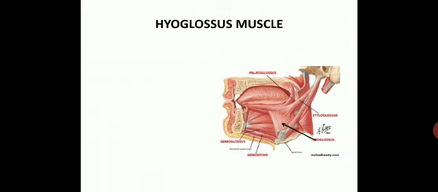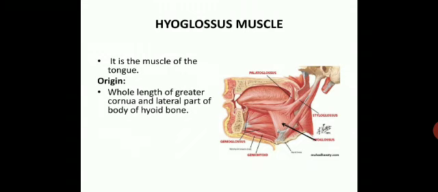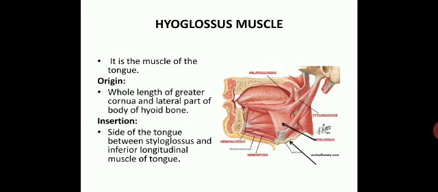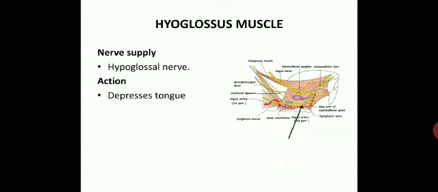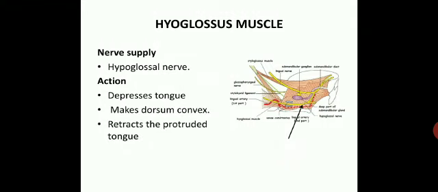Hyoglossus muscle, it is the muscle of the tongue, originated from the whole length of the greater cornu and the lateral part of the body of the hyoid bone, and it is inserted into the side of the tongue between the styloglossus and the inferior longitudinal muscle of the tongue. It is supplied by the hypoglossal nerve and it helps in depression of the tongue and makes the dorsum convex, and it retracts the protruded tongue.